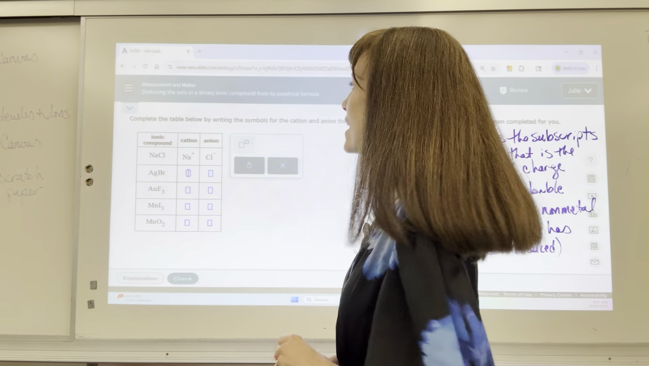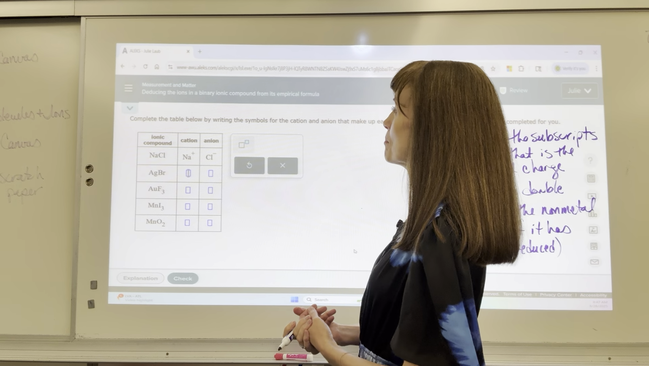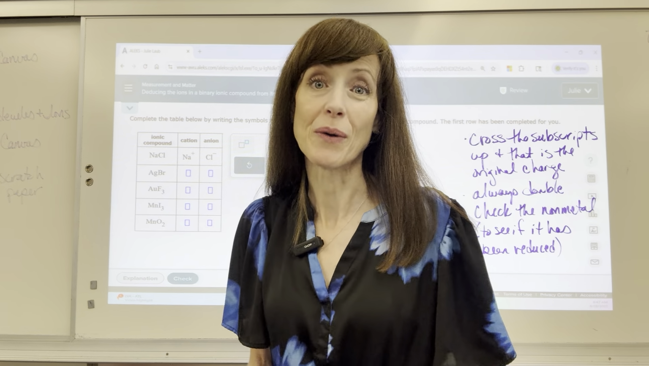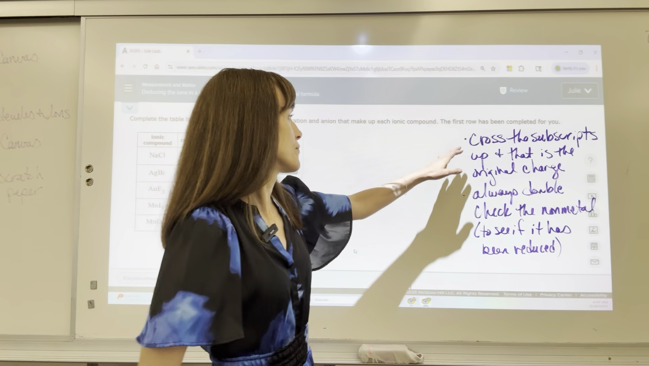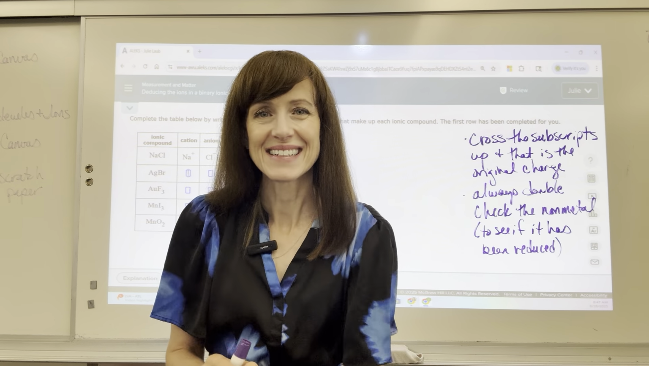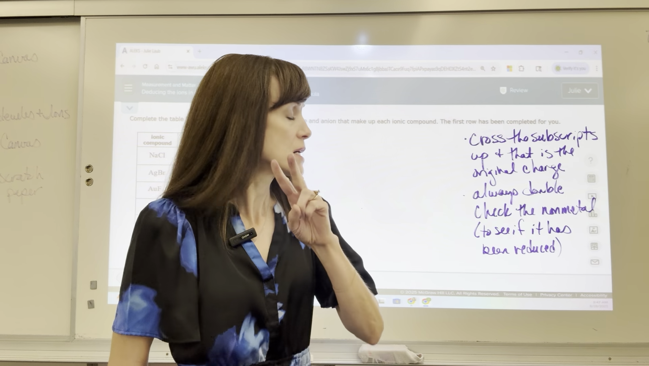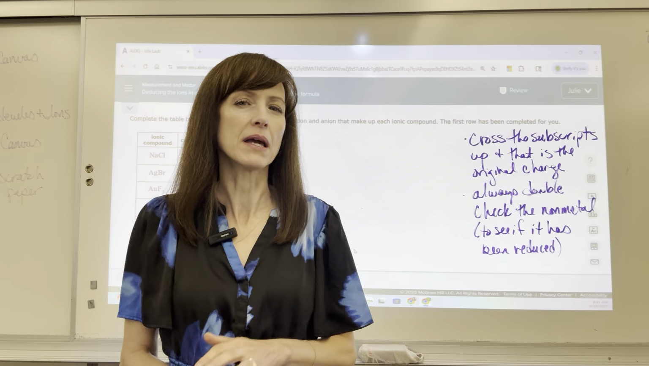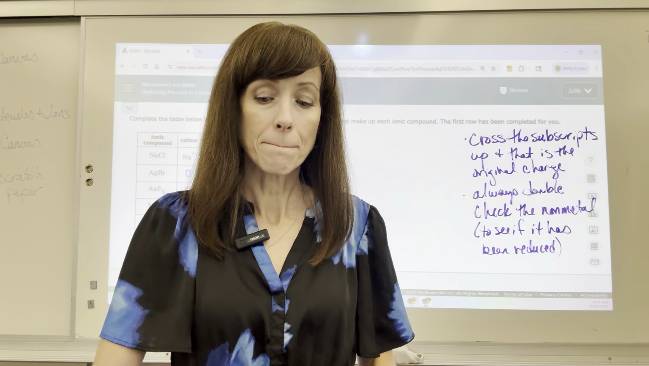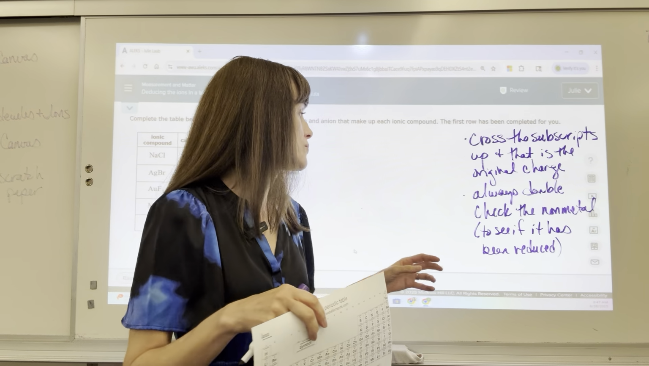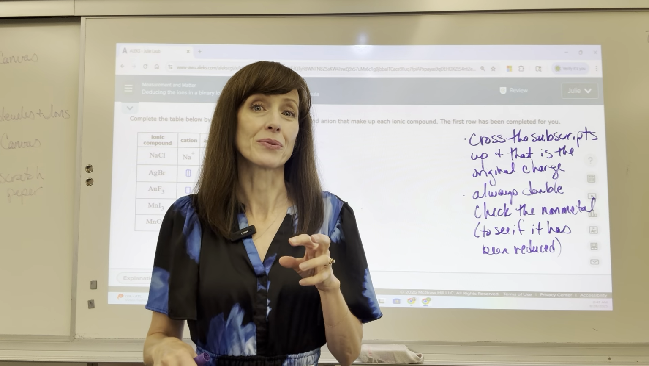Today we're going to do the topic, deducing the ions in a binary ionic compound from its empirical formula. I have a few notes for you on this. First, you're going to take those subscripts and cross them back up. That tells you the original charge. Second, after you do that, always double check the nonmetal. Make sure that the nonmetal matches our charge from the periodic table. That will inform you if it's been reduced.